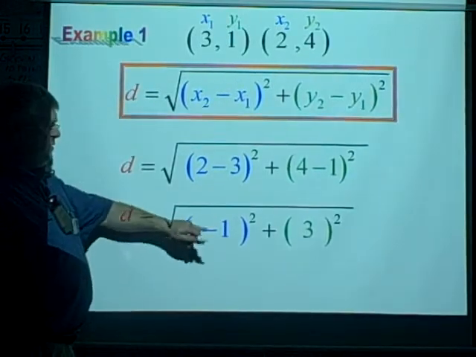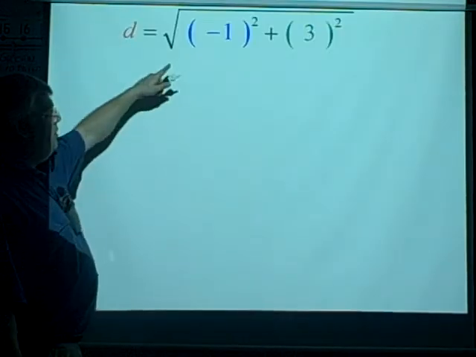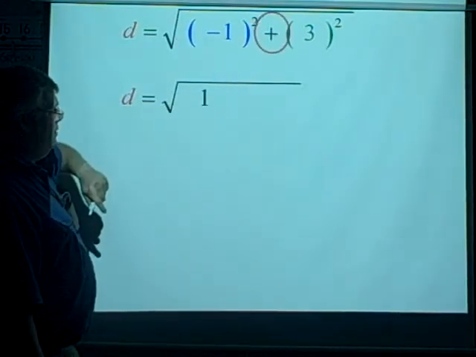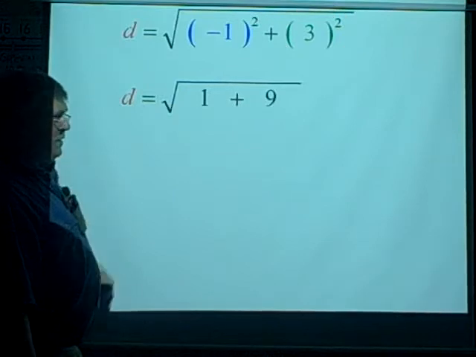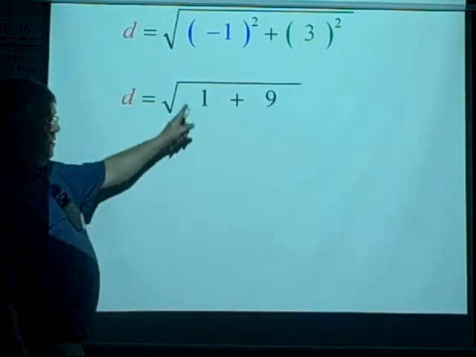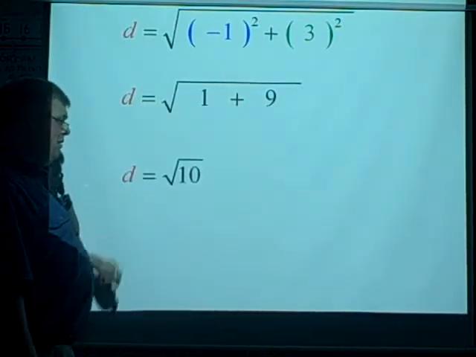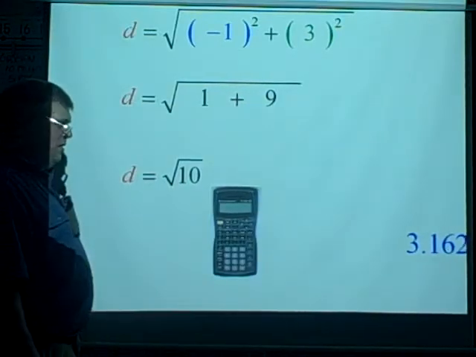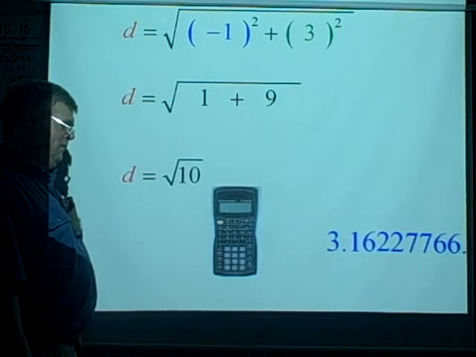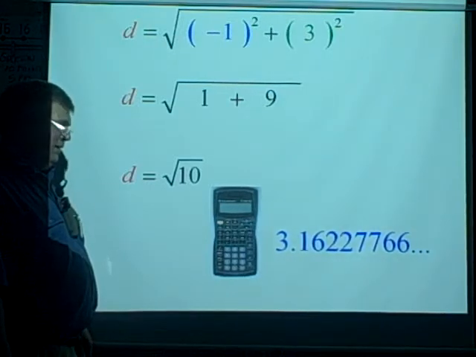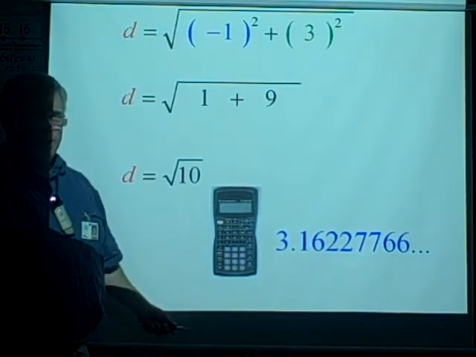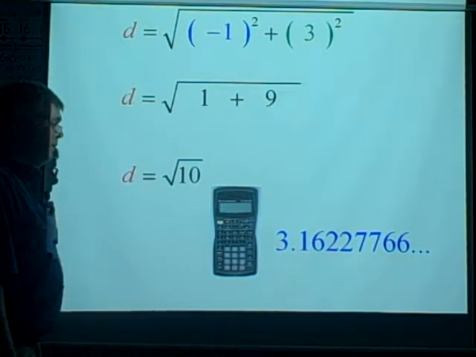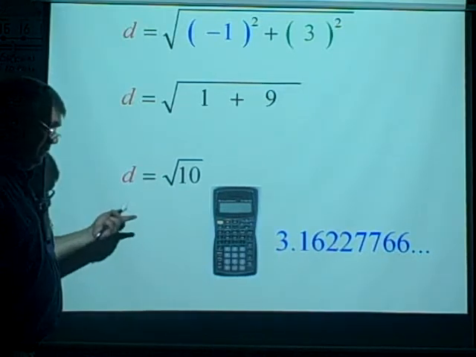Now we have to do the squaring here. We do the squaring, we're going to get 1 plus 9, because 3 squared is 9. Add those together, you get 10. You do the square root of 10, and in your calculator of course, you get 3.1622766 dot dot dot. And you would round according to whatever the question asks you to round to. So these can work out to be decimal values.